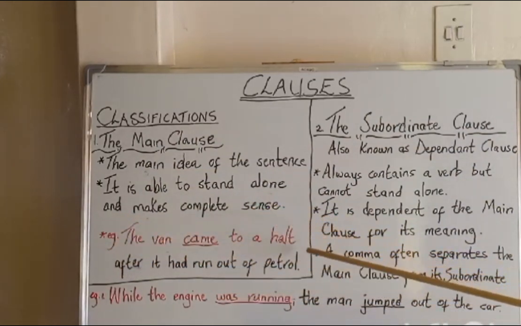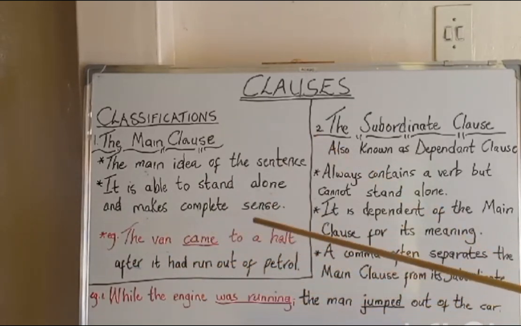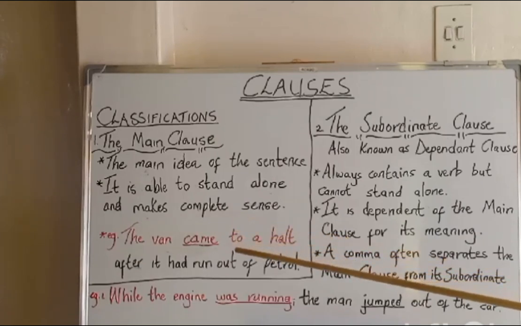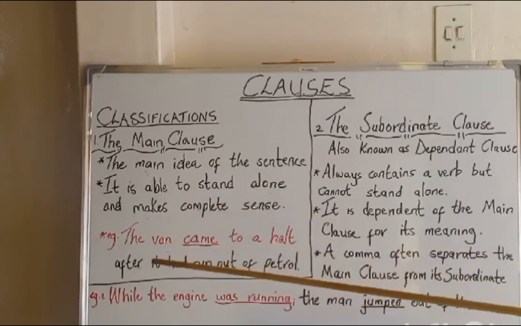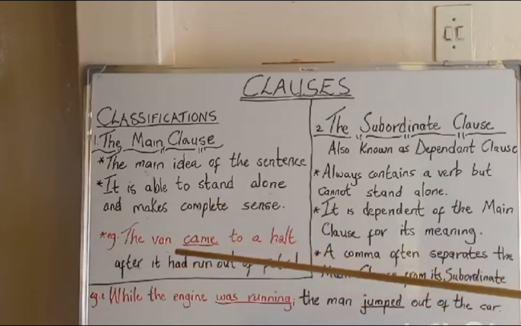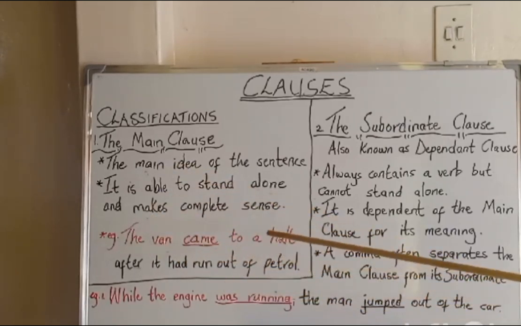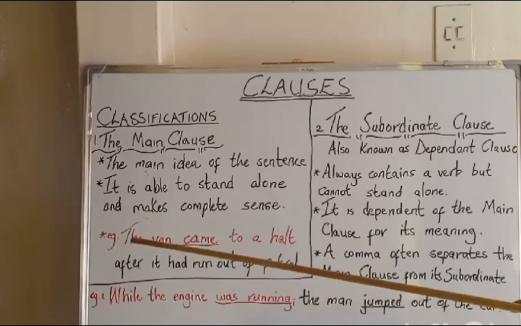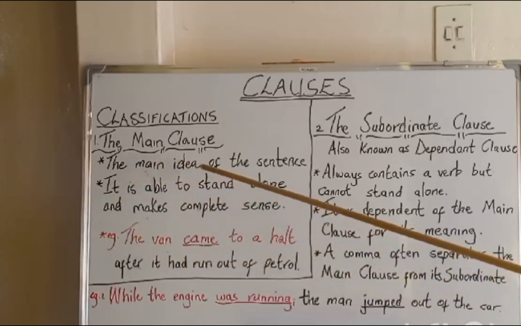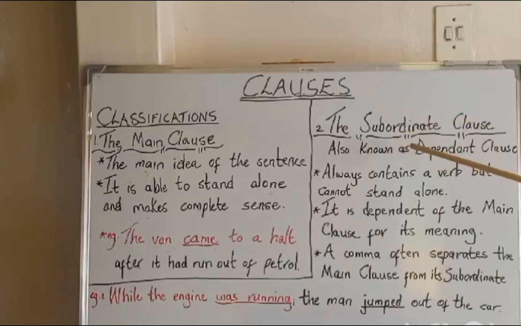The van came to a halt after it had run out of petrol. So the van came to a halt, in red, is our main clause because it can stand alone and it makes complete sense. And then after it had run out of petrol is the ending of our sentence. But the main clause is the van came to a halt because it has a finite verb, which is came. So this is our main clause because it can stand alone as a sentence and it makes complete sense on its own. Then we come to the subordinate clause.